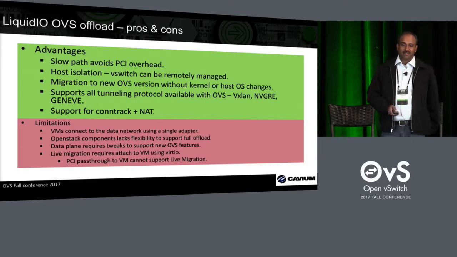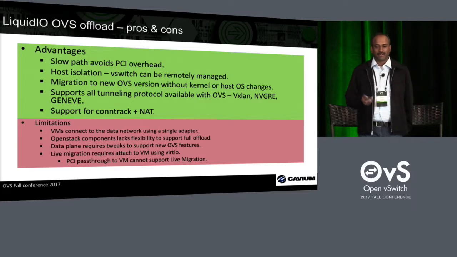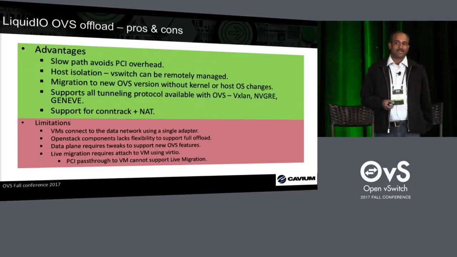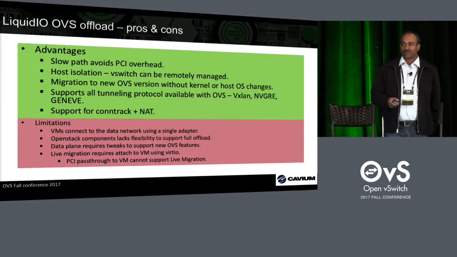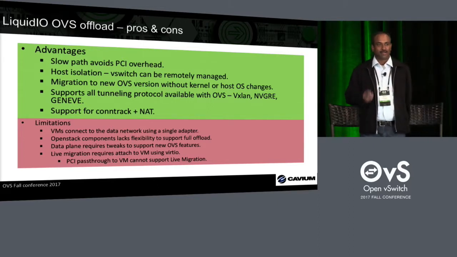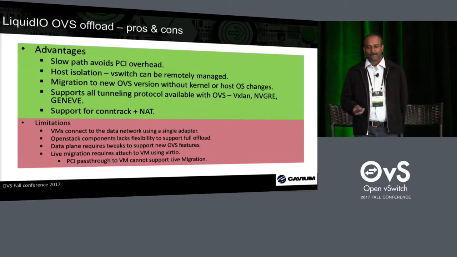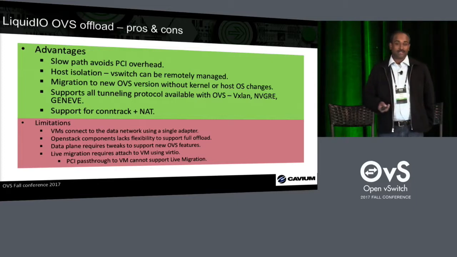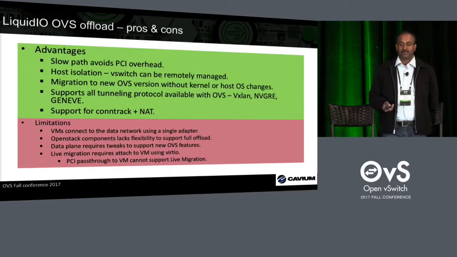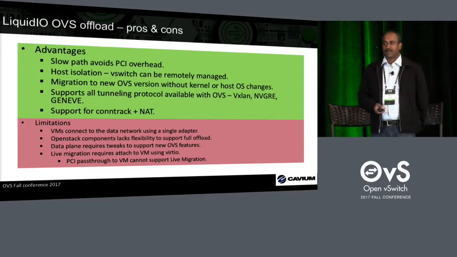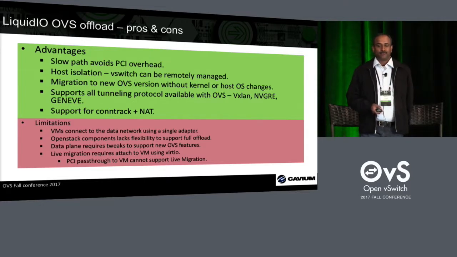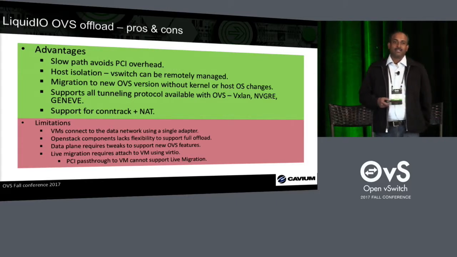So some of the advantages, obviously, we benefit from not having to send packets across PCI for the slow path. And when I say slow path, it's basically when you have a miss, you're going to find if the flow can be added to the adapter. You can do host isolation, so the vSwitch can be remotely managed. That's one of the models that has been very useful for our customers. You don't need to make any changes into the host operating system since everything is within the adapter.